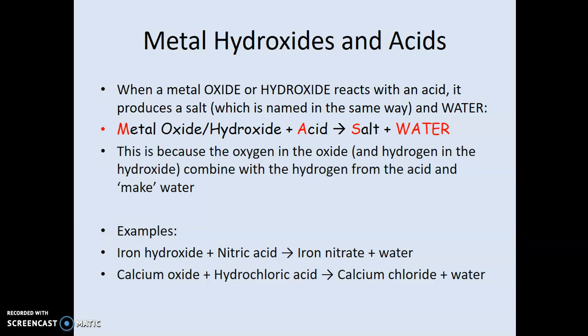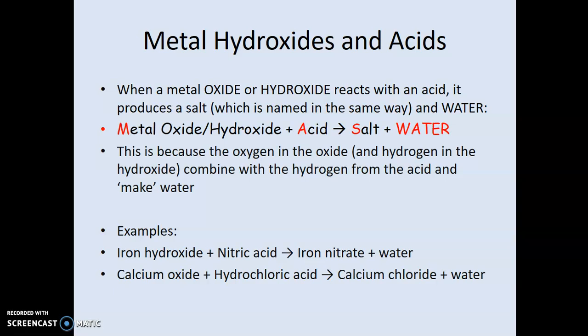Now the reason it produces water instead of hydrogen is because if it is a metal oxide, that means it's a metal combined with oxygen, and if it is a metal hydroxide, that means it's a metal combined with hydrogen and oxygen. Because you've got oxygen now in the reaction, it combines with the hydrogen that would have been produced if it was just a metal on its own, and that makes water.